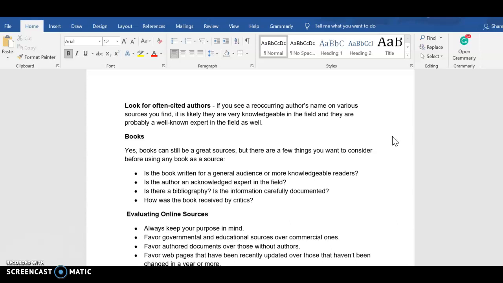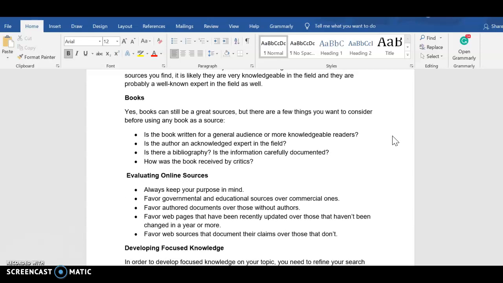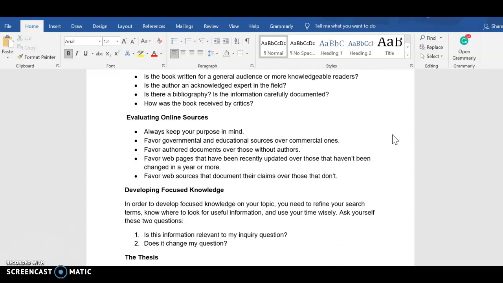Of course, there's things that you want to think about when evaluating online sources too. Always keep your purpose in mind. You want to favor governmental and educational sources over commercial ones, a commercial being more like .com or .net at the end. Favor authored documents over those without authors.